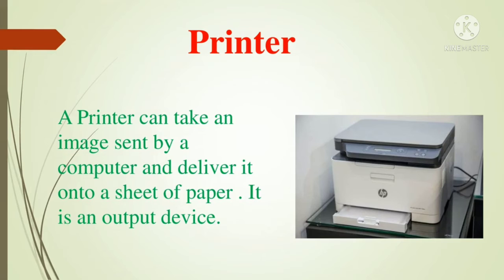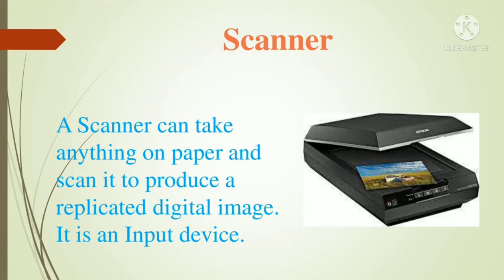Now we know about printer in short. A printer can take an image sent by a computer and deliver it onto a sheet of paper. It is an output device. Then we know about a scanner in short. A scanner can take anything on paper and scan it to produce a replicate digital image. It is an input device.